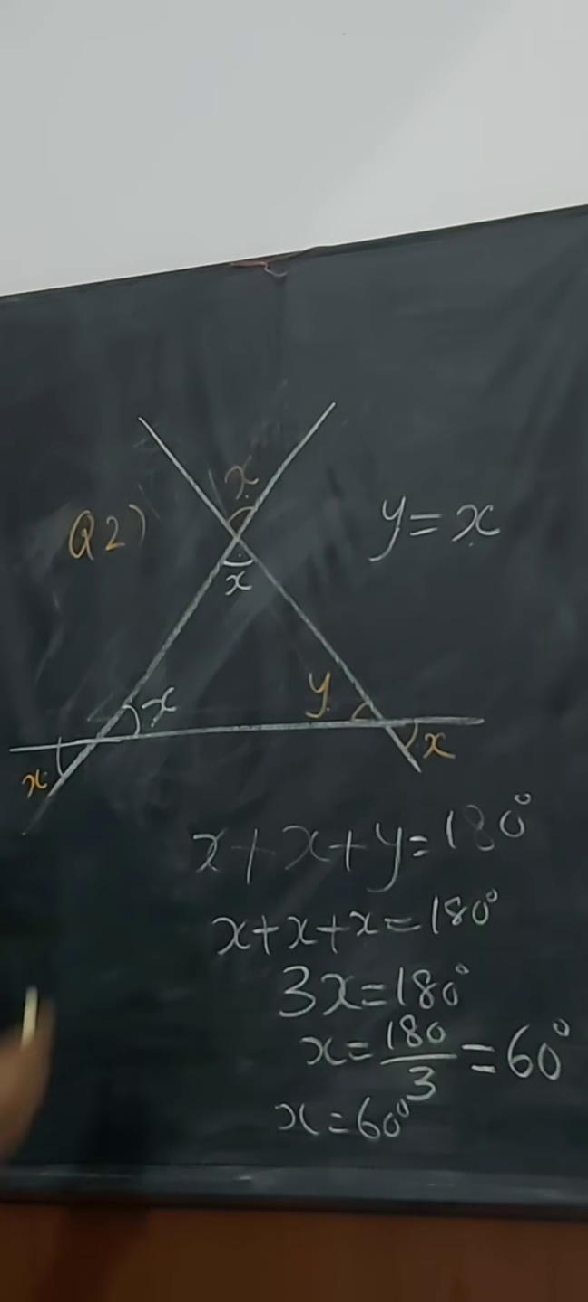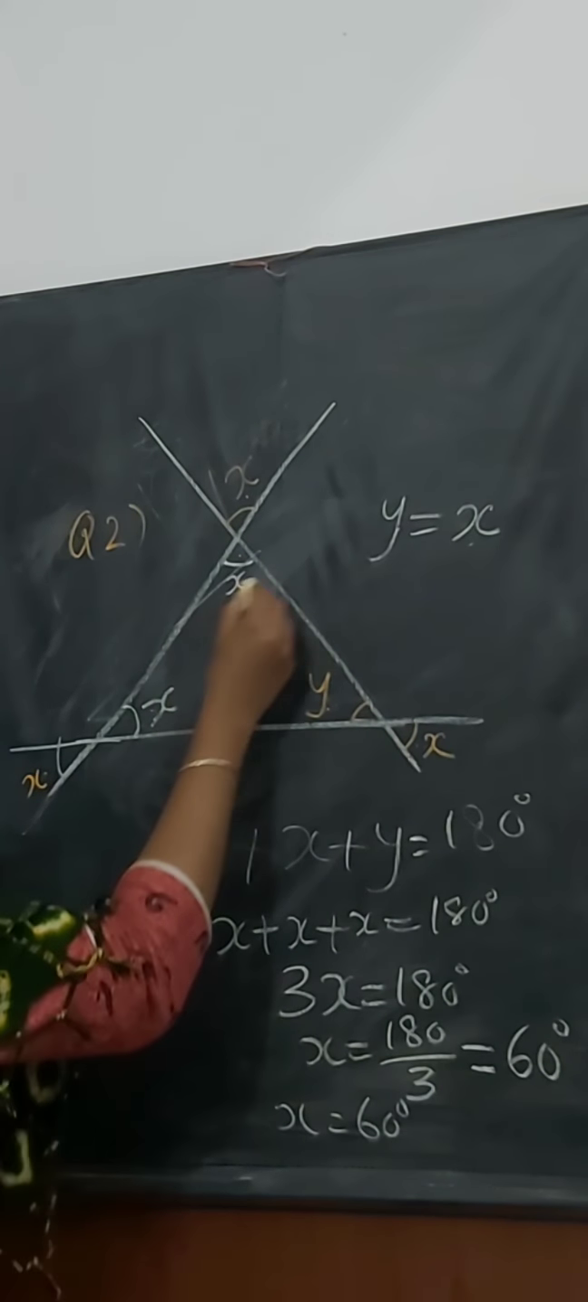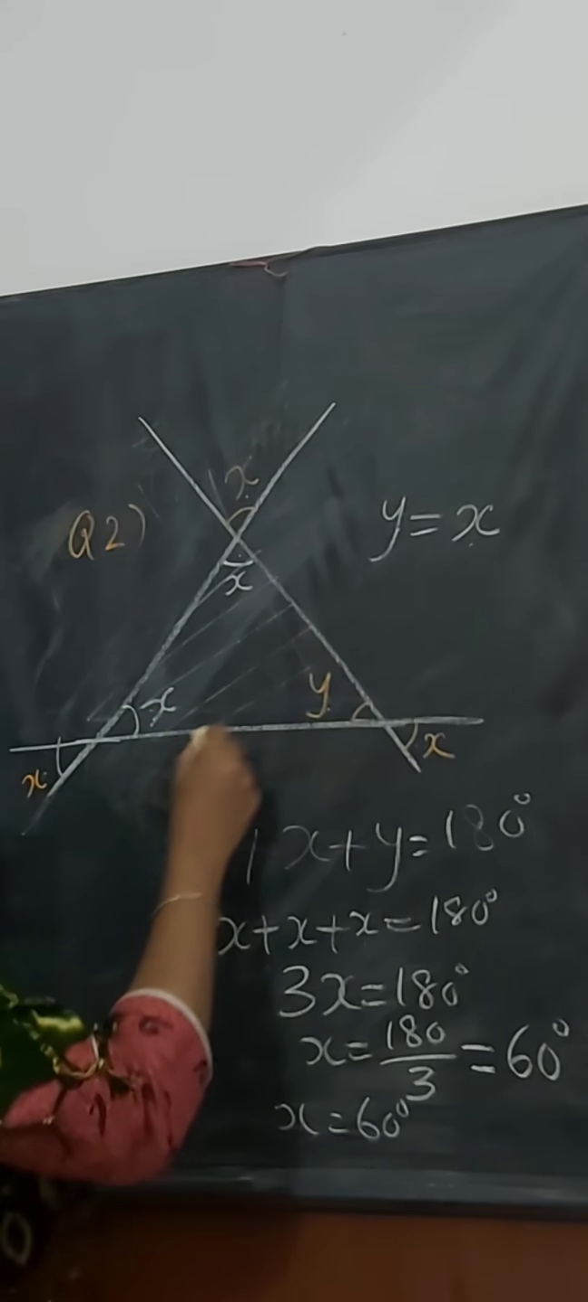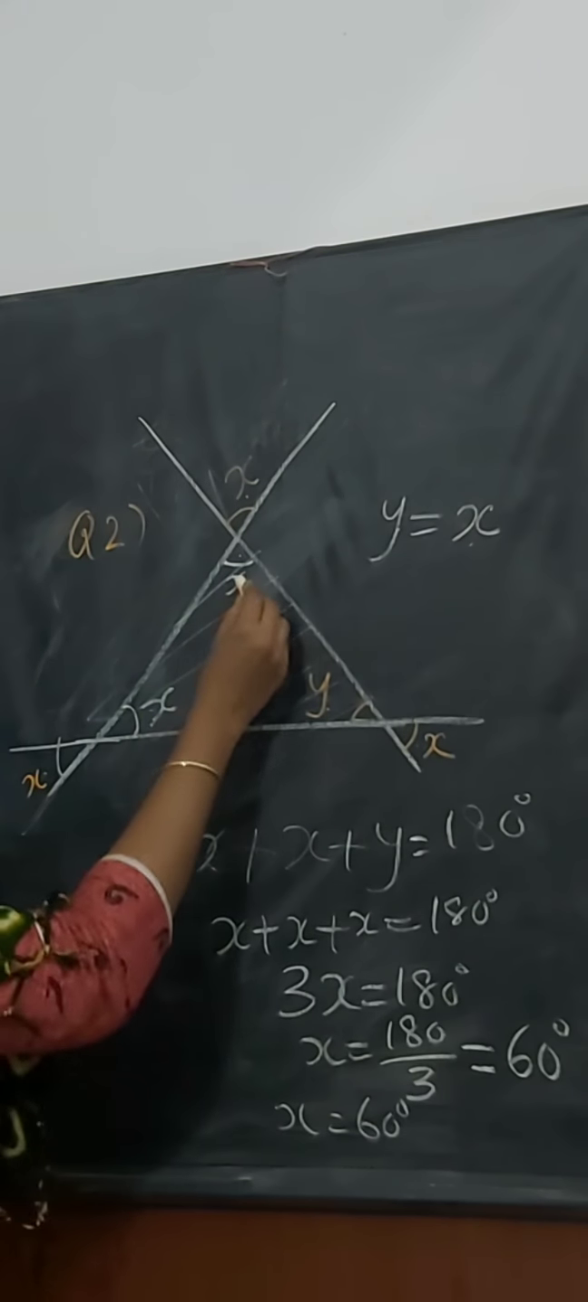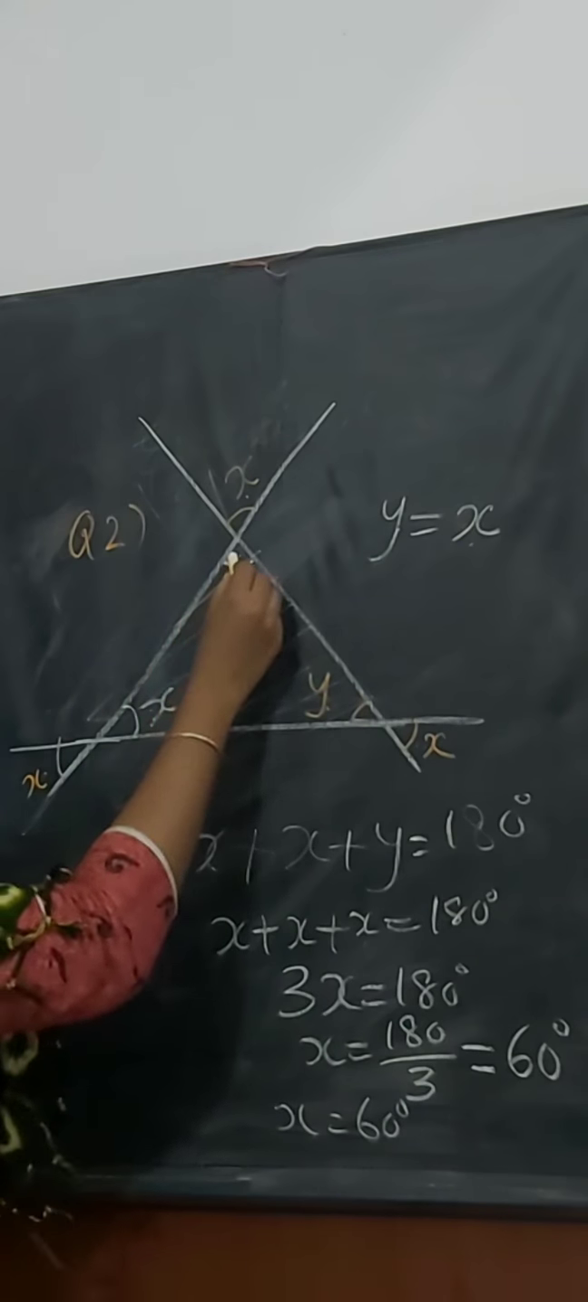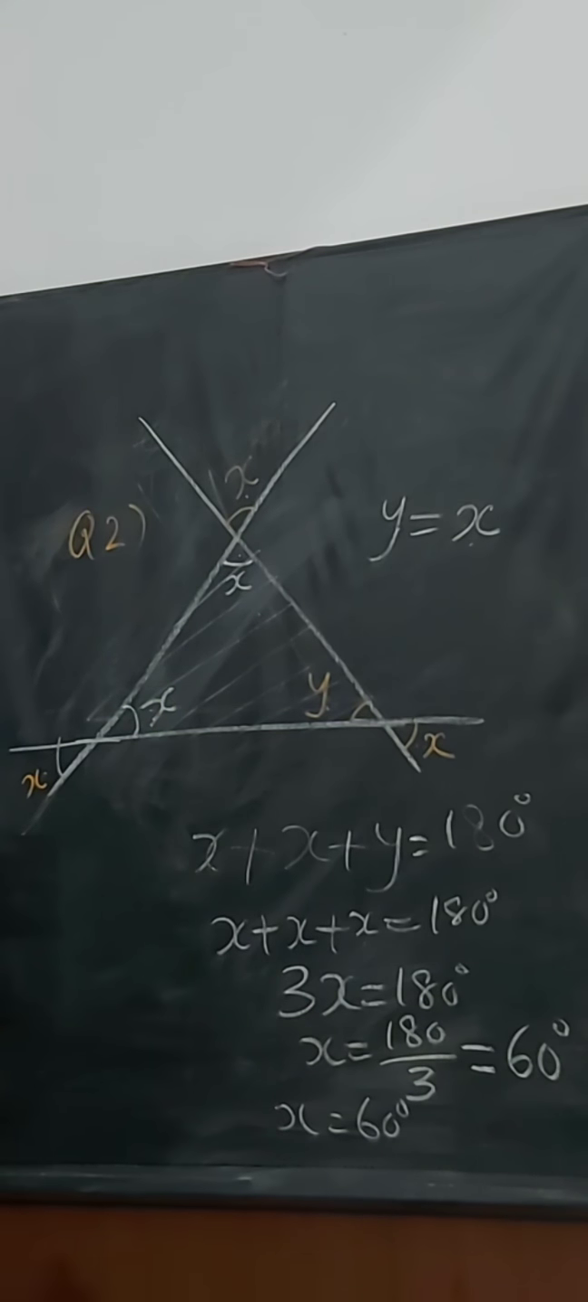That means these three angles are 60 degrees. Okay. This triangle, which type of triangle? Yes, these three angles are 60 degrees. This triangle is an equilateral triangle.